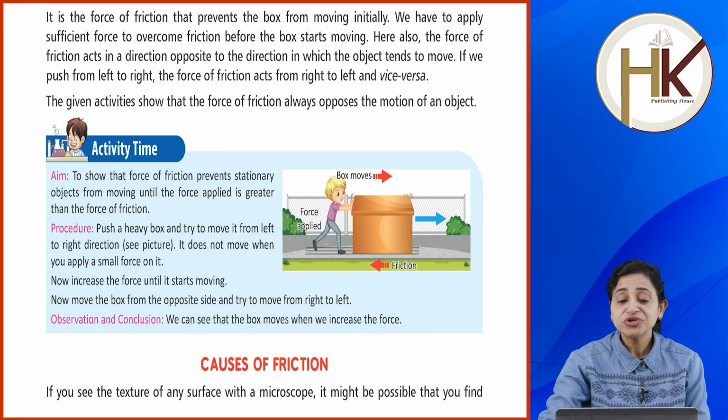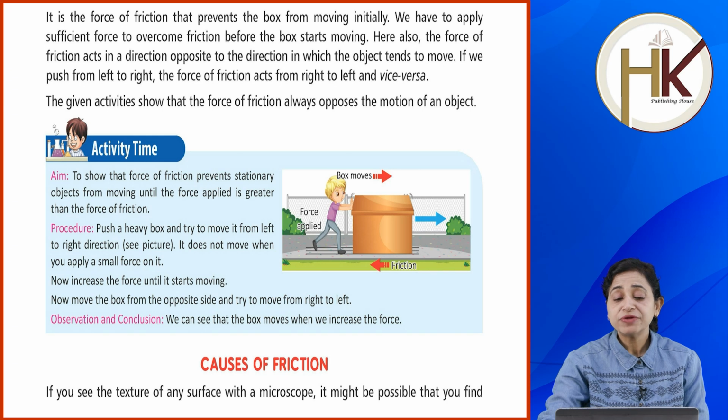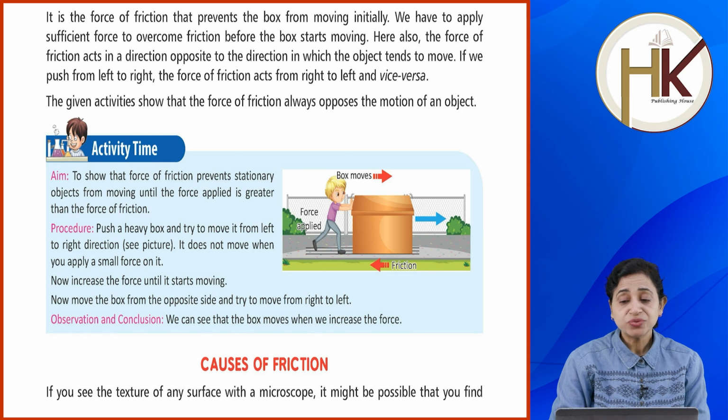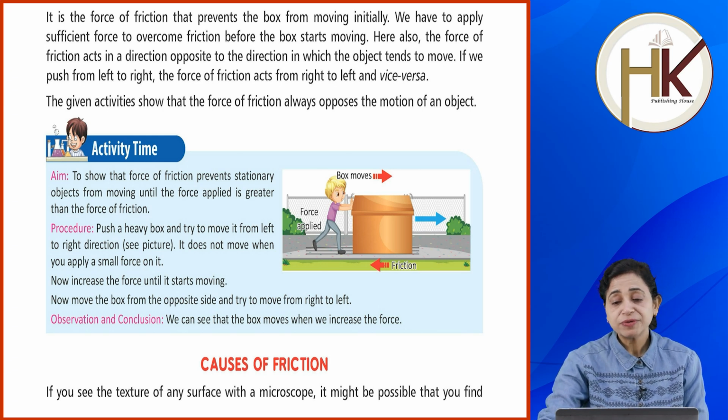It is the force of friction that prevents the box from moving initially. We have to apply sufficient force to overcome friction before the box starts moving. Here also the force of friction acts in a direction opposite to the direction in which the object tends to move. If we push from left to right, the force of friction acts from right to left and vice versa. The given activities show that the force of friction always opposes the motion of an object.